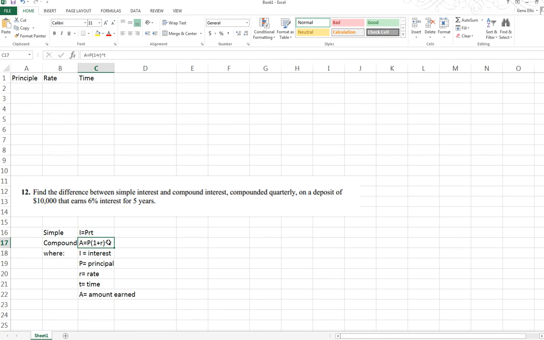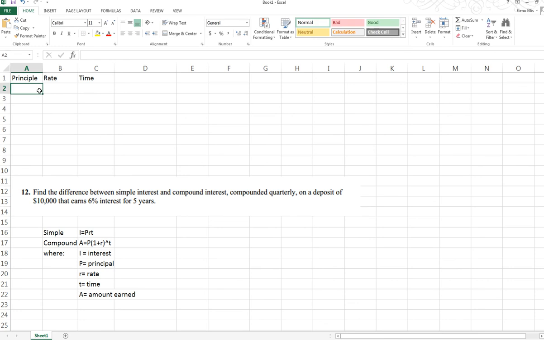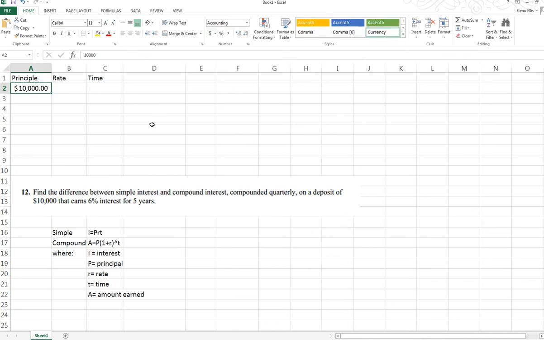Okay, so the problem we're looking at, number 12, I just picked out one because if you can do one, you can do all of them. It says a deposit of $10,000, so that becomes our principal. And let's actually change this to money up here. Okay, $10,000. Our rate is 6%, and I already changed that to percent, so that's good. And our time is 5 years.